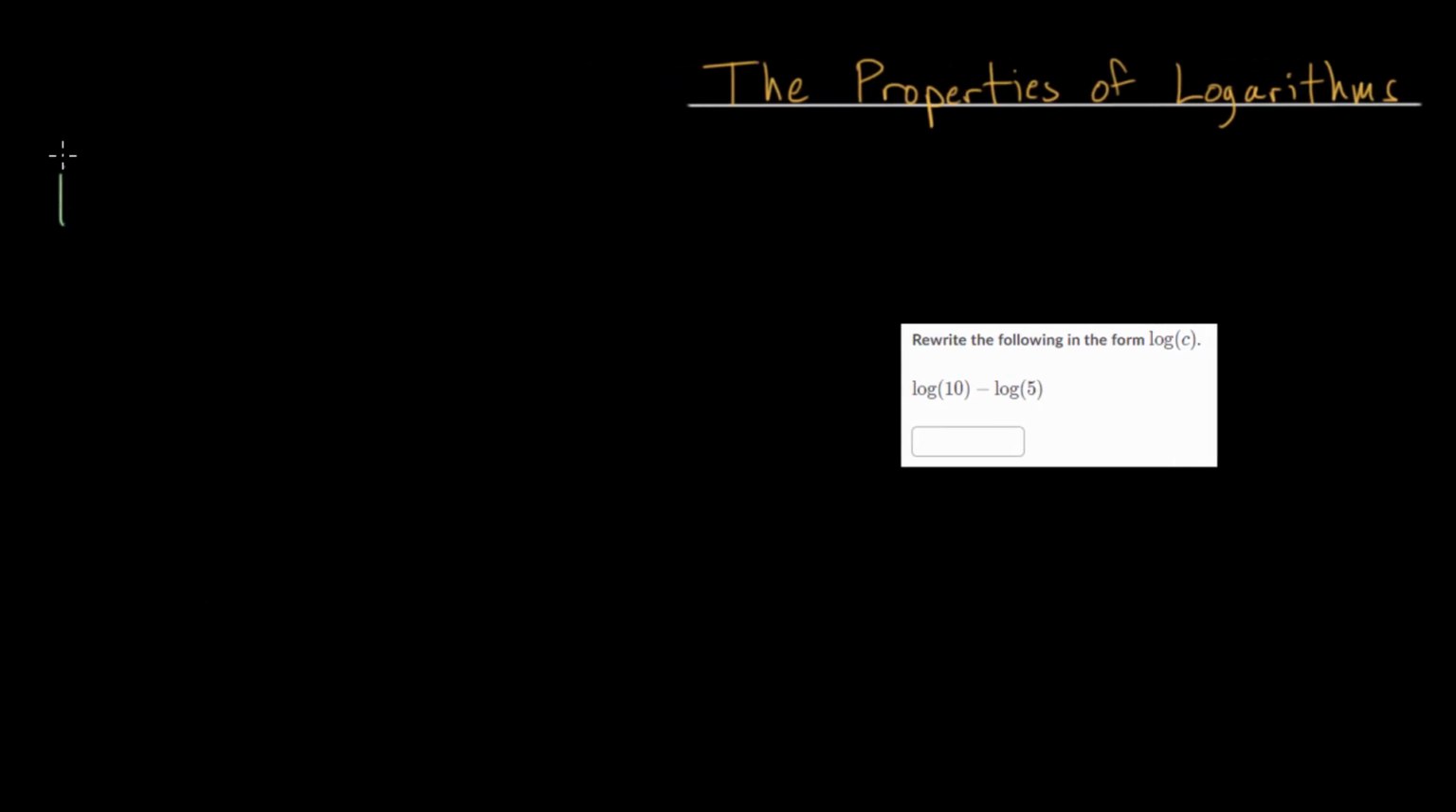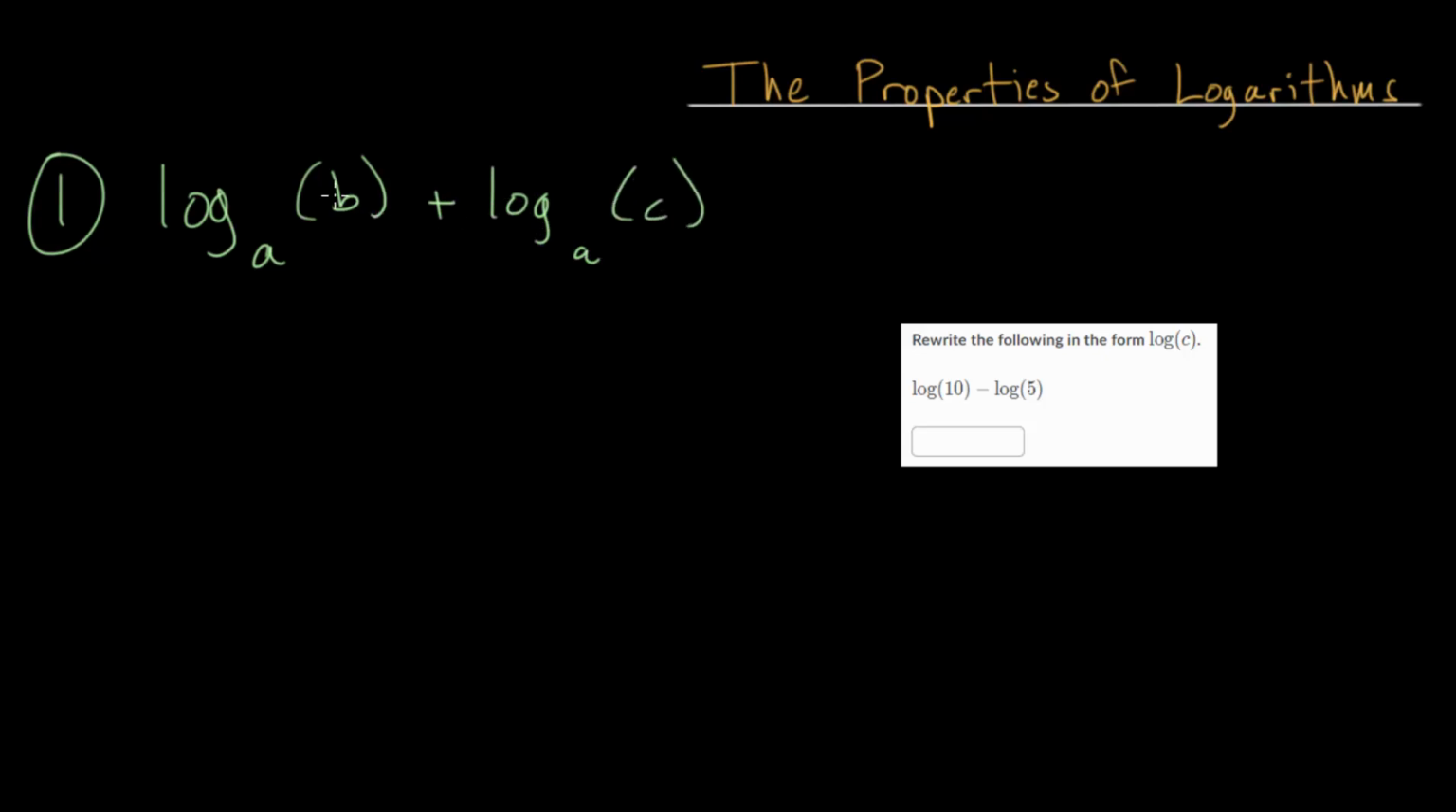So the first one is when you have a sum of logarithms, and they have to have the same base. So let's say we have log base a of b, and we're adding log base a of c. When you have a sum here, these can be combined into one logarithm. And again, it's important the base has to be the same on these. So this would be log base a of b times c. So when you have a sum, you're effectively multiplying the two logarithms together when you recombine them.